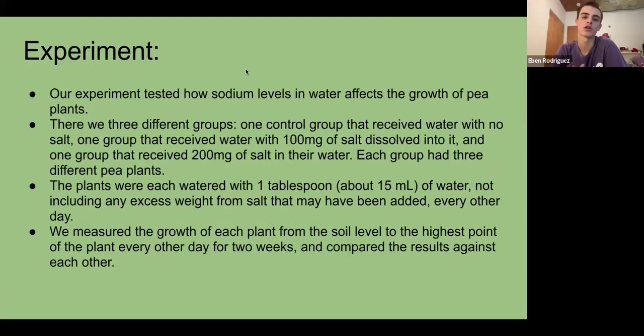So, an overview of our experiment: it tests how sodium levels in water affect the growth of pea plants. There are three different groups: one control which received regular water, one group that received 100 milligrams of salt dissolved into the water, and a group that received 200 milligrams of salt. The plants were each watered with 1 tablespoon, or about 15 milliliters, of water, and they're watered every other day. We measured the growth of the plant from the soil level to the highest point.